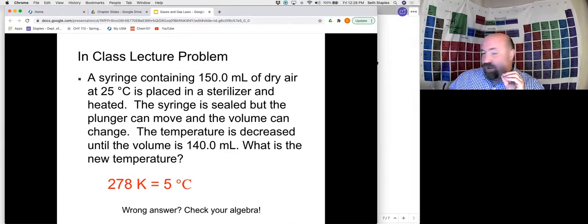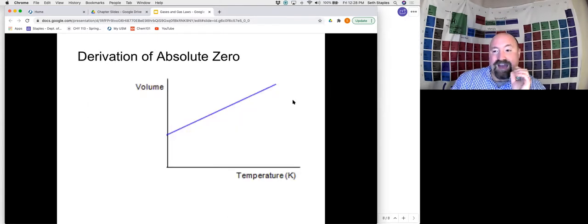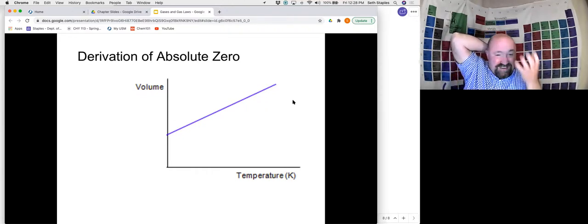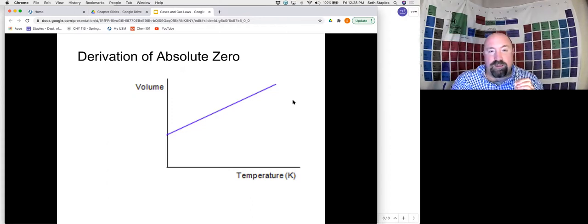We could use Charles's law, or we have used Charles's law, to derive the actual number for absolute zero. If we think about that relationship, we know that as we decrease temperature, we decrease volume. Theoretically, there will be a point where we could decrease the temperature until volume is zero.